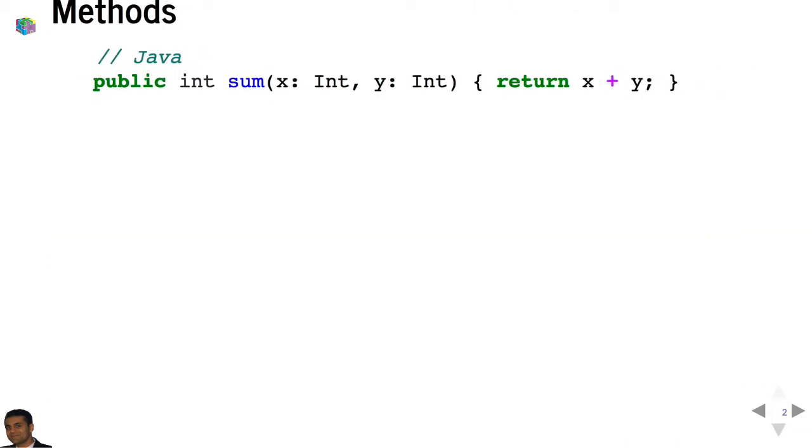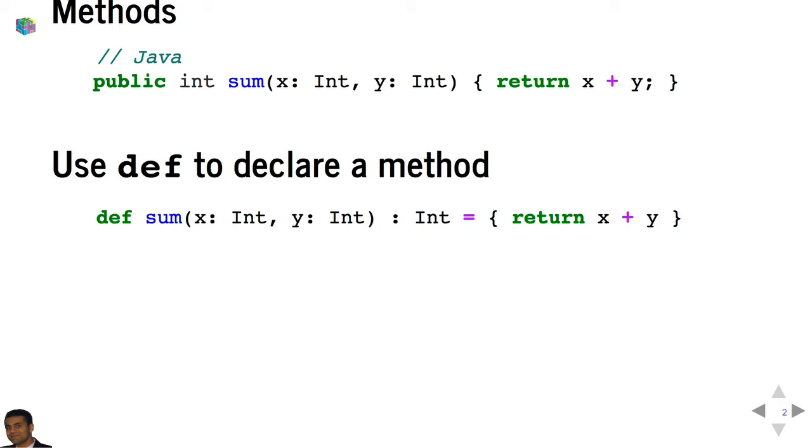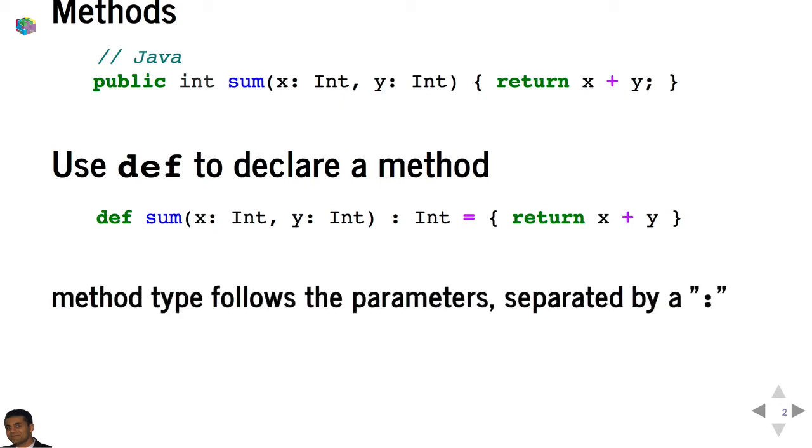Now it is the turn of examining methods. Here you can see a simple Java method declaration. It is named sum. It takes two integers and of course it returns the sum. Here is the Scala version. The first difference you may notice is you need the keyword def to precede the method name. As we did for variables, the parameter type follows the parameter name in the parameter list. Also the method type follows the parameter list, separated by a colon.